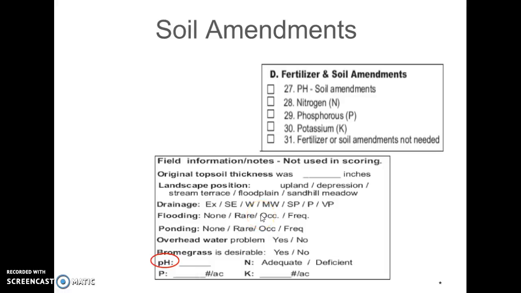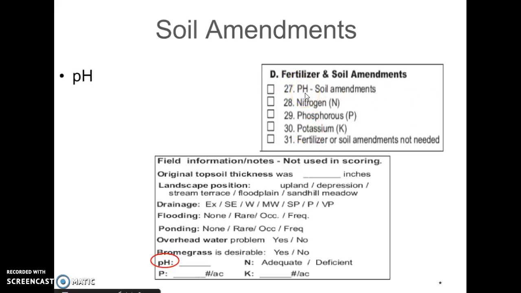Hello students. Today we're going to finish up land judging by talking about the soil amendments. So you're going to need out your scorecard, and with that scorecard you're going to look at letter D on the right hand side under part 3, and you're going to look at the field informations on the bottom left hand side. So as we look at these two, the first one is called pH.